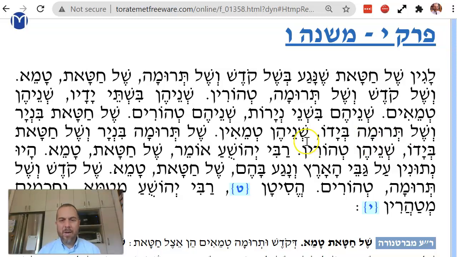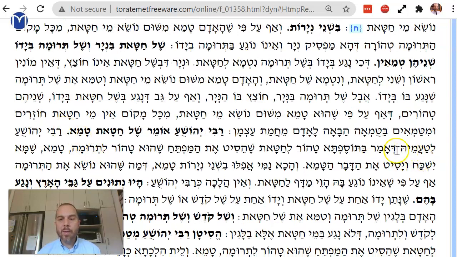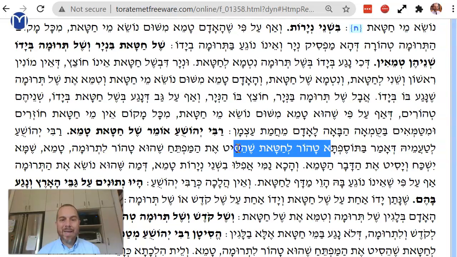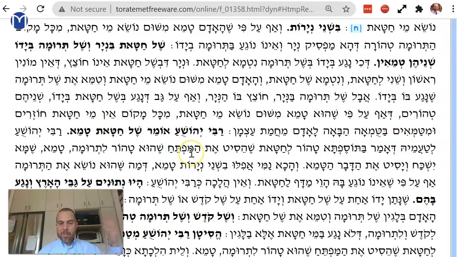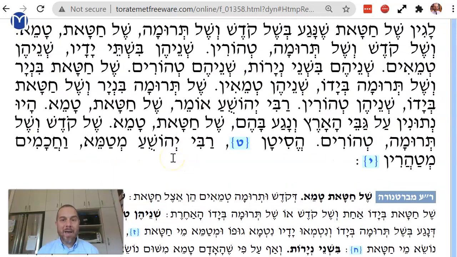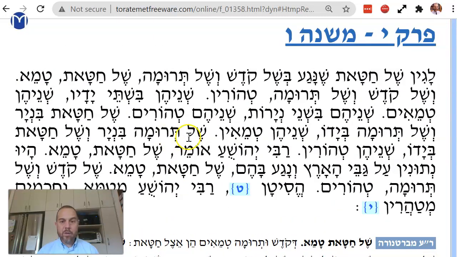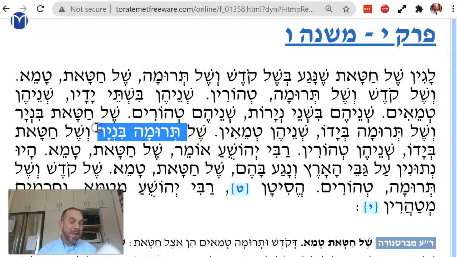I'm trying to make it as clear as I can. Rabbi Yehoshua says shel chatat tamei, the chatat is always tamei. Why? The Baraita says because Rabbi Yehoshua holds, as we said in the Tosefta, tahor lechatat sheisit et hamafteach. Remember we learned a few mishnayot ago: if I'm tahor for chatat and I move something, any kli, even if it's tahor, it's tamei. Why? Shema yishkach v'yasit et hadavar. Rabbi Yehoshua said you can't move anything. Anything that you move, you're automatically tamei. So Rabbi Yehoshua says, I don't care if you had a piece of paper or if the truma was b'niyar. You're moving something that's tahor, you're tamei anyway. That's why the chatat is tamei.